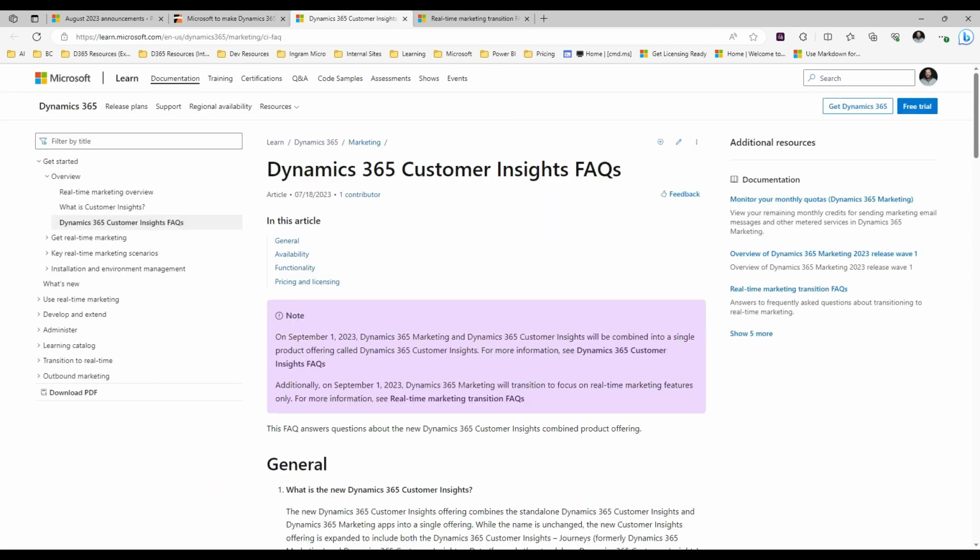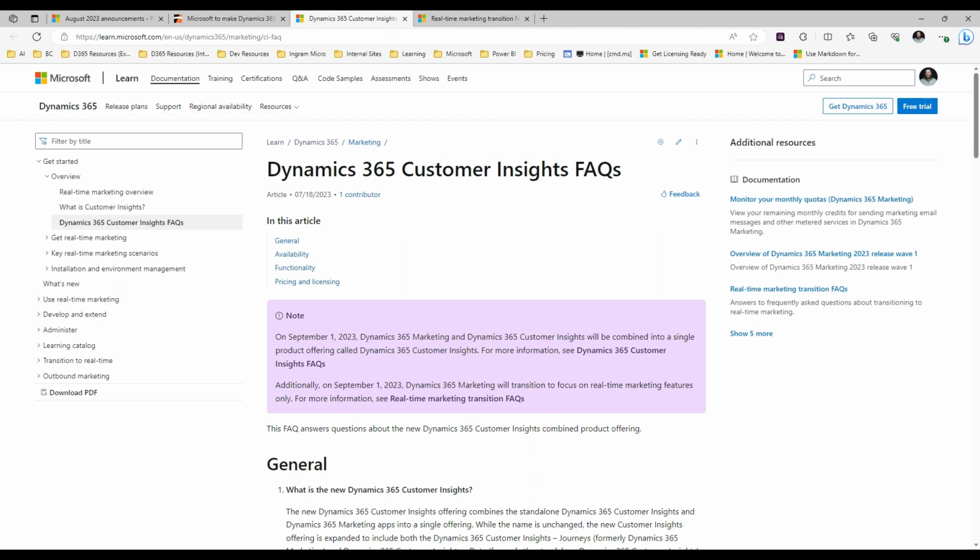One of the first things you'll notice when you go to any of this MS Learn or documentation stuff around D365 Marketing is this purple banner near the top of the page with a quick note, and it simply says on September 1st, 2023, Marketing and Customer Insights are going to be combined into a single unified product called Customer Insights, with a link to an FAQ, which is the tab you were staring at on your screen. And then on September 1st, 2023, the marketing component's also going to transition to focus on real-time marketing features only. And there's another link to an FAQ that I have up on a subsequent tab.